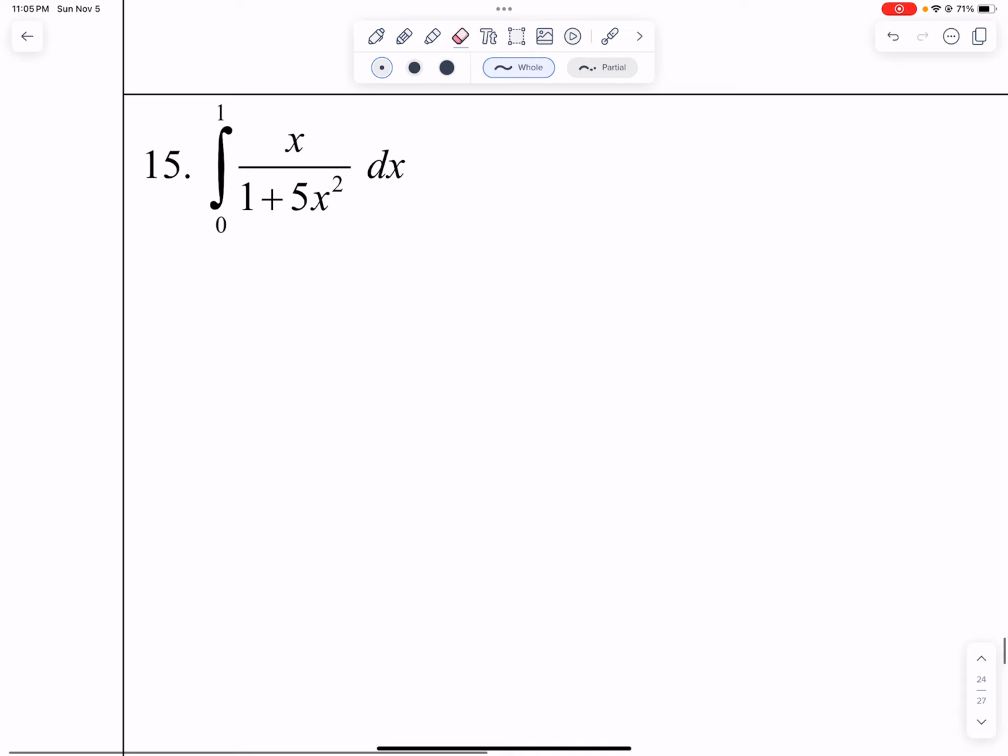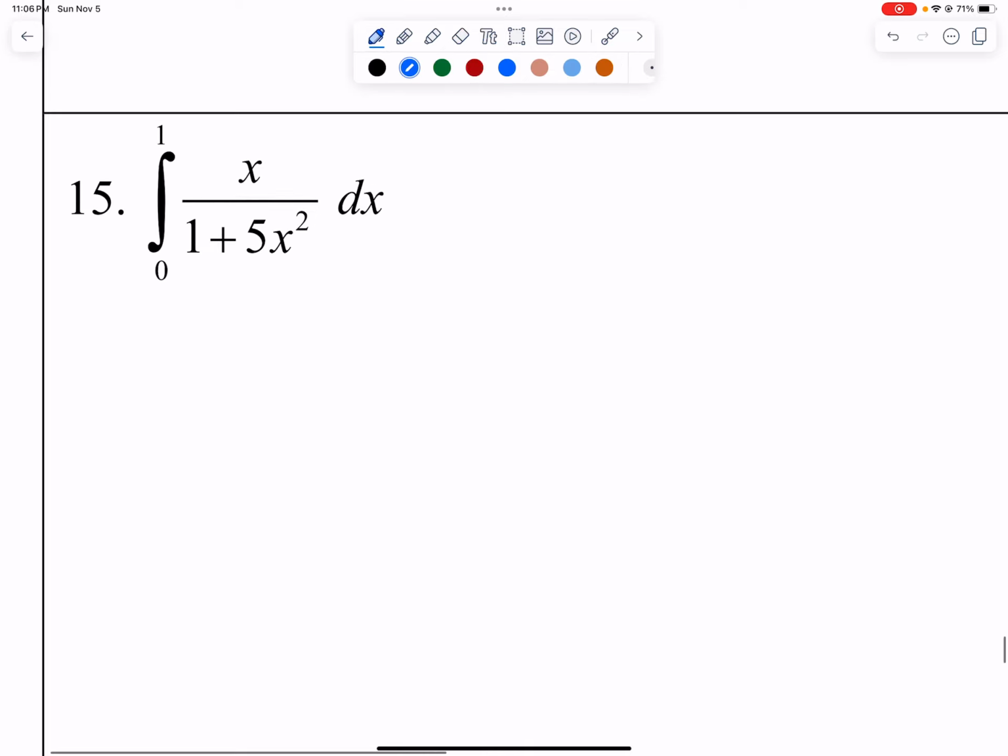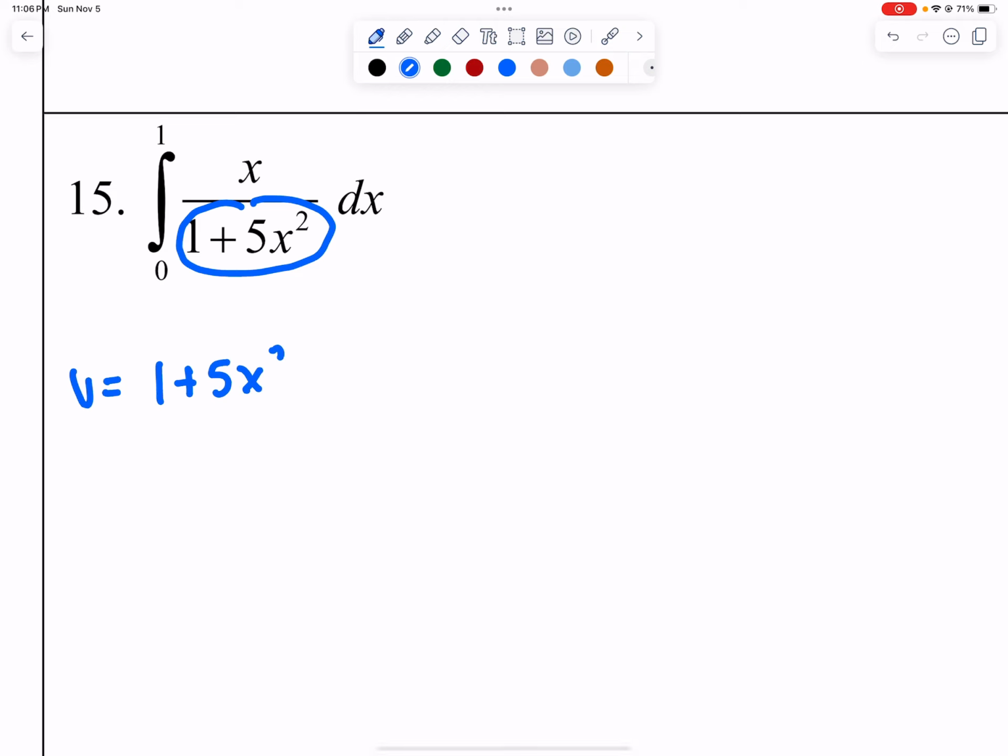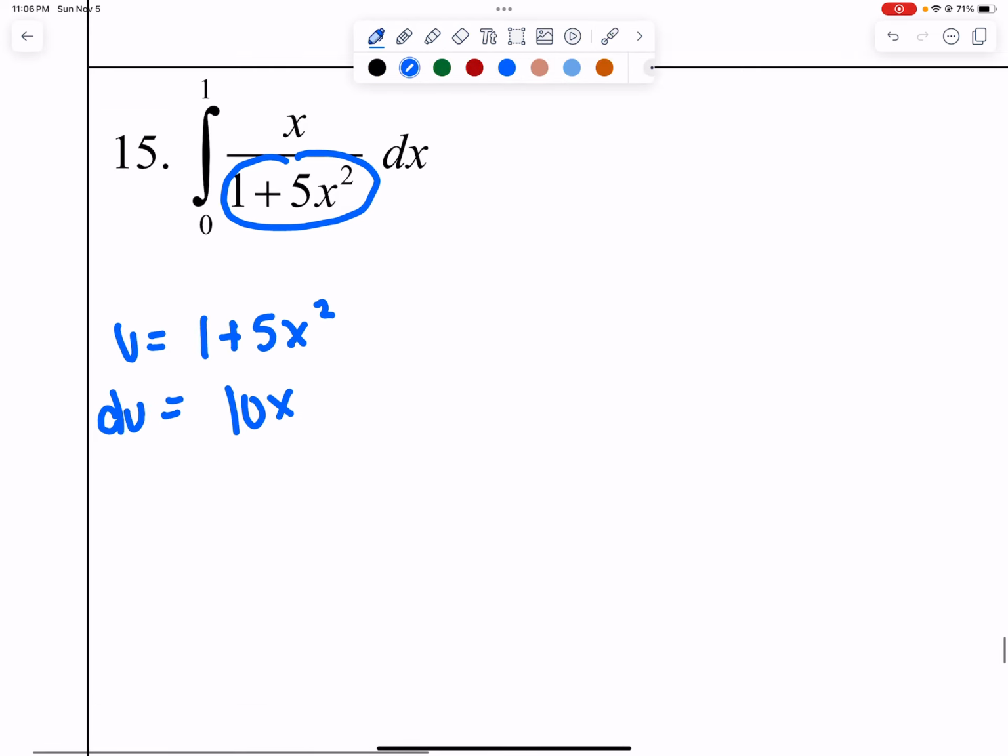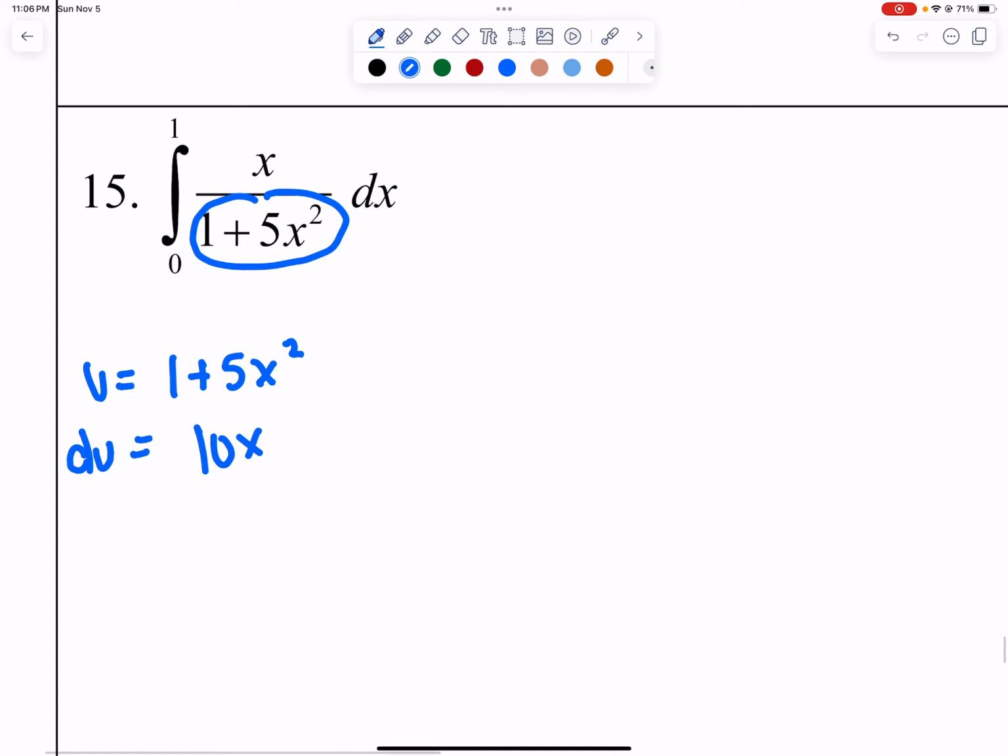Same thing for 15. I'm going to look at what my u is going to be. Whenever you have a fraction like this, most likely your u is going to be your denominator. Notice how here I have 1 plus 5x squared. So my du needs to be 1 power less than that, which is going to be 10x. And since I have x right here, it's going to eventually cancel out.